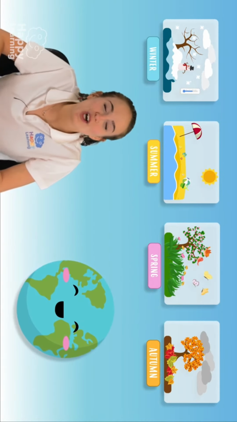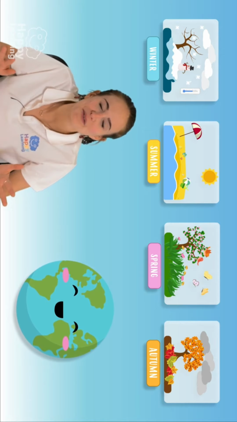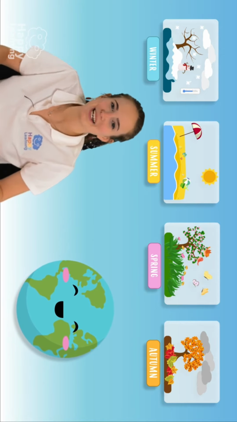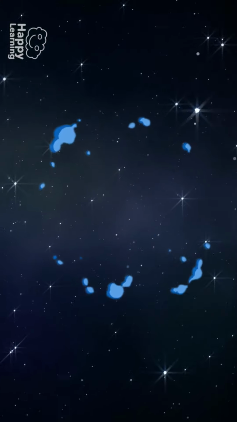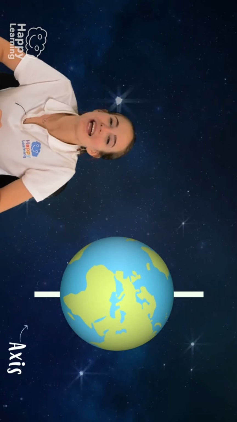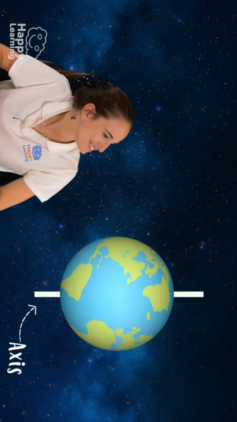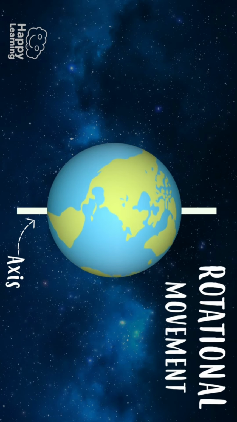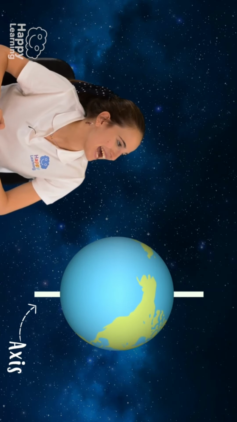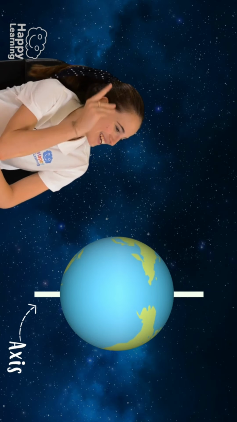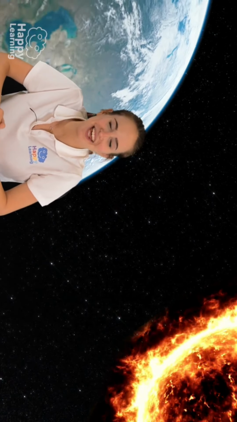But did you know that not all the seasons happen at the same time all over the world? Nope, so let's find out why. Planet Earth has an axis, which is an imaginary line where the Earth spins around itself in a rotational movement. This axis isn't straight up, it's actually leaning. And depending on the month of the year, there are areas that receive more heat than others.